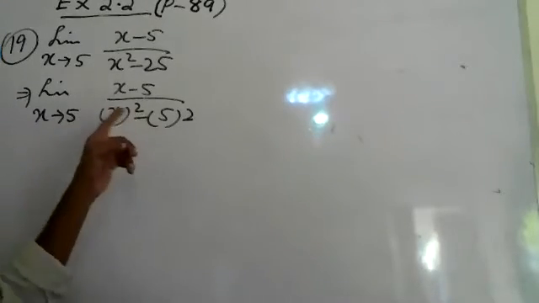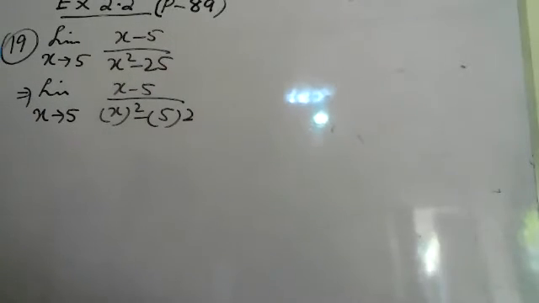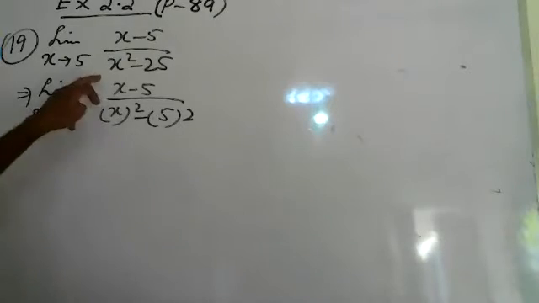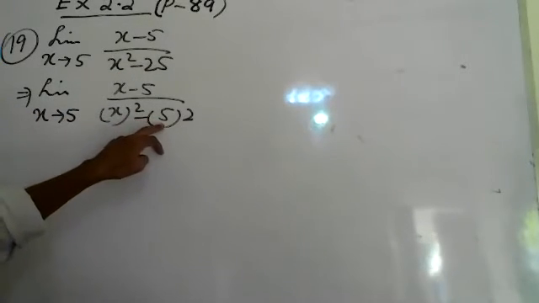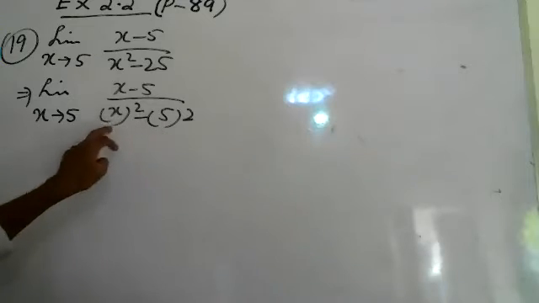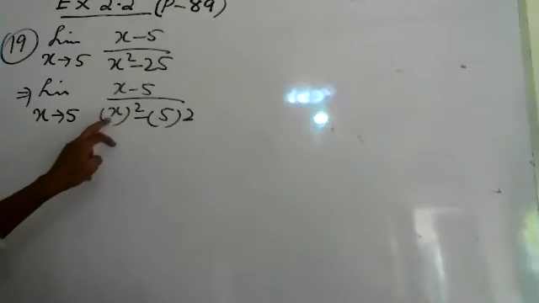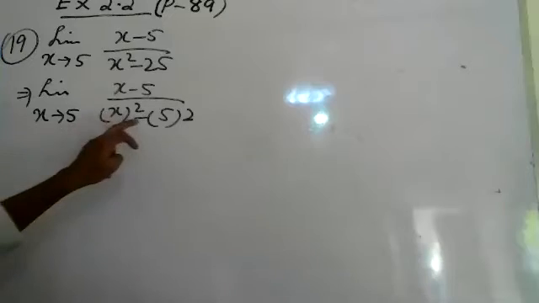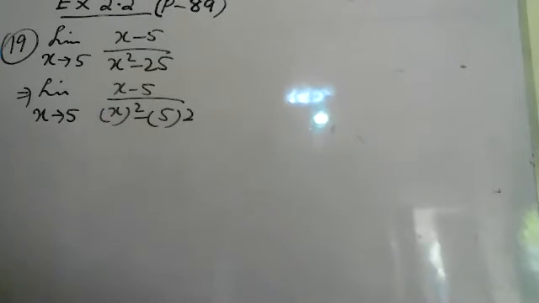So x minus 5 cannot be converted into factors, but x square minus 25 can. So this will become x whole square minus 5 whole square. This is a square minus b square. We may use the formula to make the factors: a square minus b square will be equal to a minus b into a plus b.